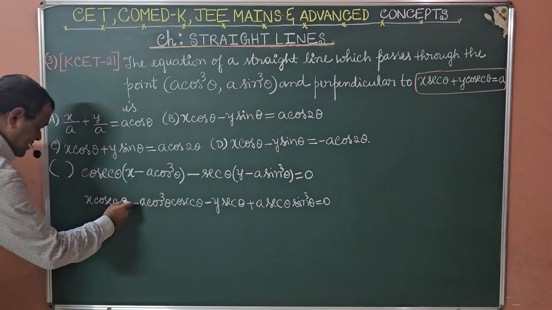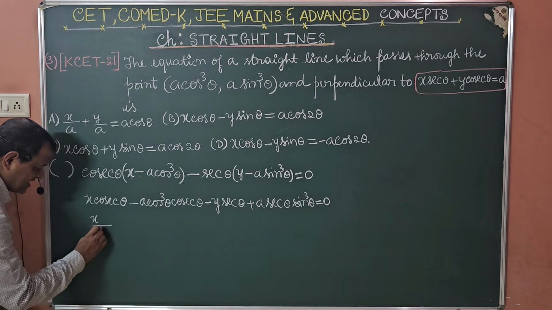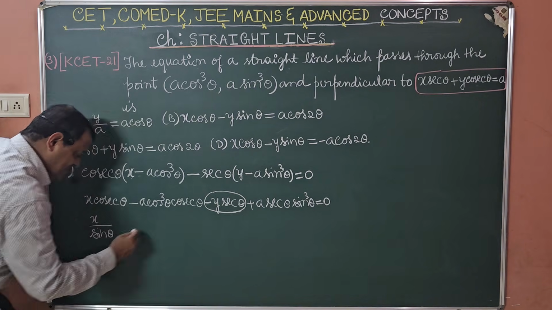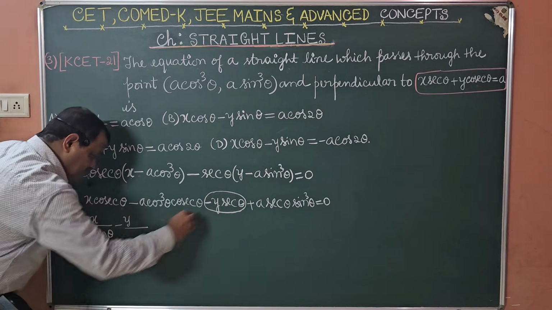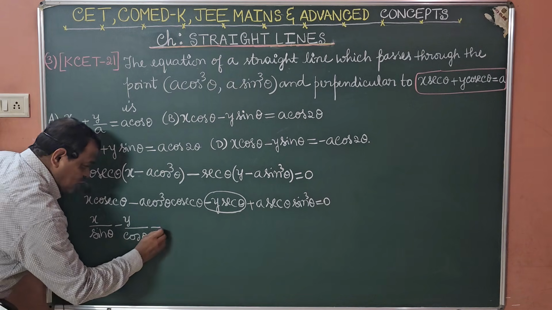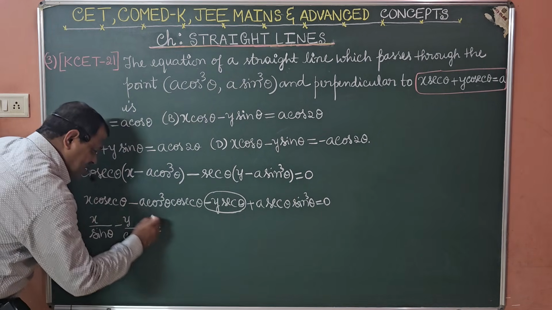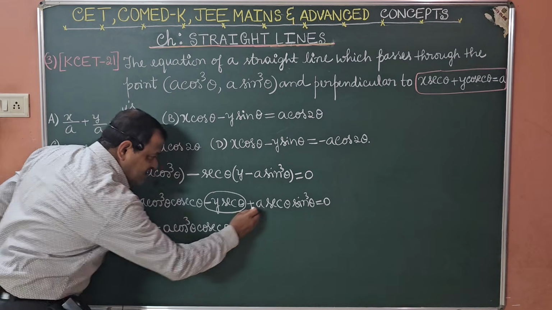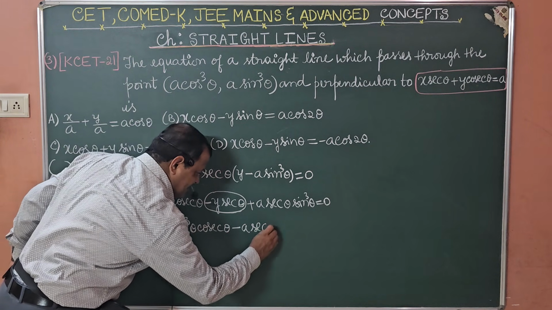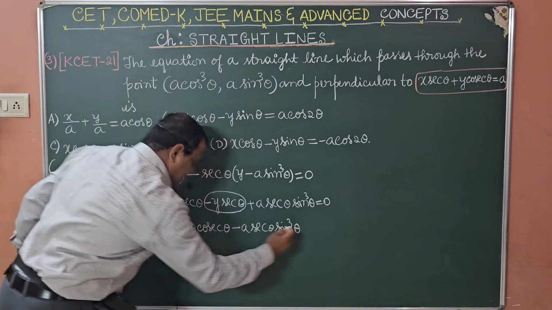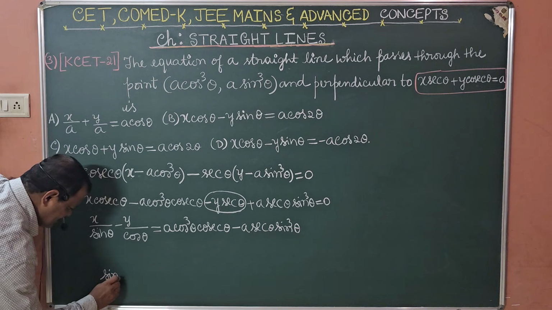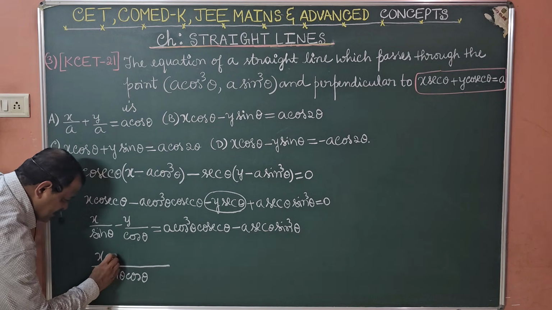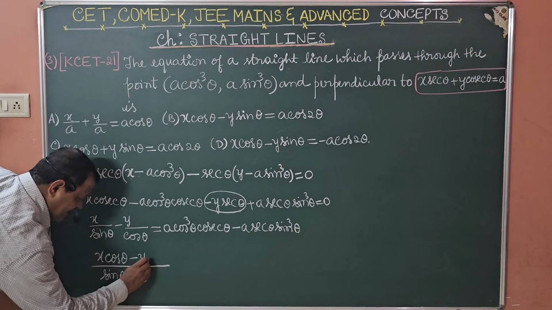Therefore, x cosecant theta can be written x by sin theta. How come? Because cosecant theta is 1 by sin theta. And can you see this term? Minus y secant theta, which I can write as minus y by cos theta. And the other two terms I will transpose to the right. Minus becomes plus, a cos cube theta cosecant theta, and this plus becomes minus a secant theta sin cube theta. And on the LHS, I will take the LCM, sin theta cos theta, whereas the numerator is x cos theta minus y sin theta.